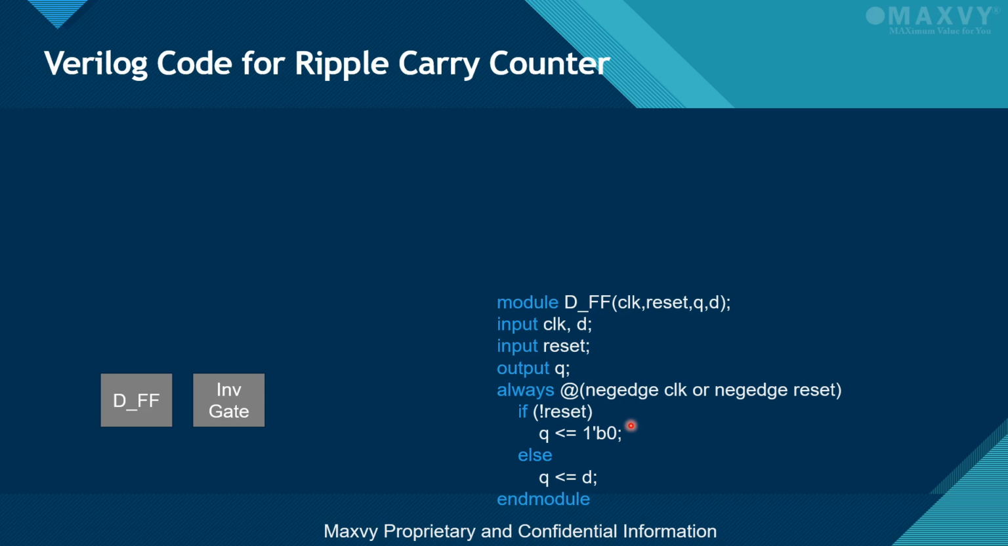When the reset signal is active low, the output Q is set to 0. When the reset signal is inactive, on the falling edge of the clock signal, the data input D is sampled and assigned to the output Q. This means that the value of Q updates to the value of D at each negative clock edge, provided reset is not active.